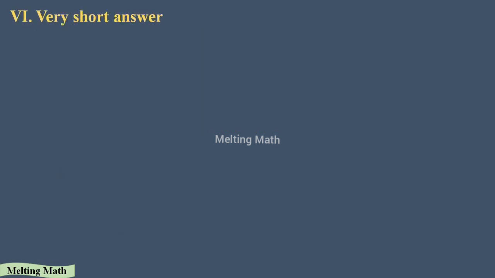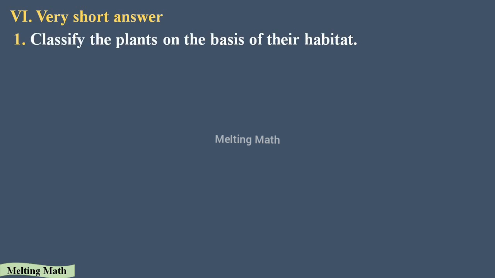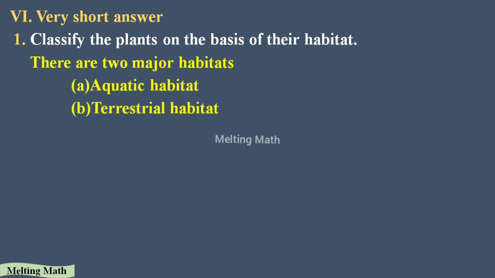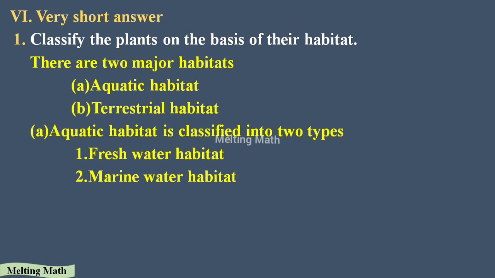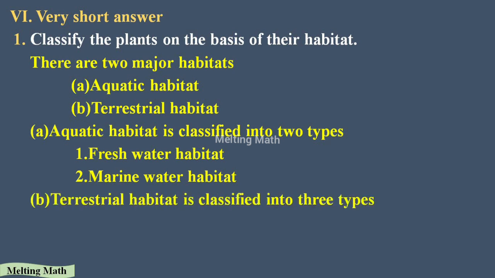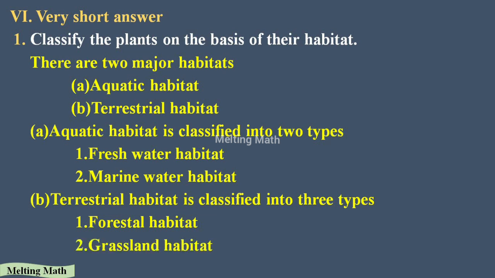Next is the sixth Roman letter, very short answer. First one, classify the plants on the basis of their habitat. Okay, this also we already saw in the previous video. There are two major habitats. One is the aquatic habitat, another one is the terrestrial habitat. This aquatic habitat is further classified into two types, the freshwater habitat and the marine water habitat. The terrestrial habitat is further classified into three types. One is the forest habitat, another is a grassland habitat, another is a desert habitat. So these are the types of habitat based on the plants' growing habitat.